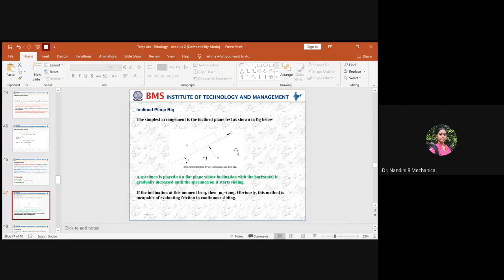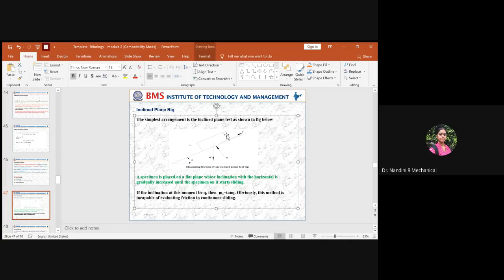Okay, so in this inclined plane rig, the simplest arrangement is as shown in the diagram over here. Here you will have a specimen, which is in a rectangular shape. The specimen will be placed on a horizontal plane. When you have placed a block on the horizontal plane, then you slightly tilt this plane until the block starts sliding down.